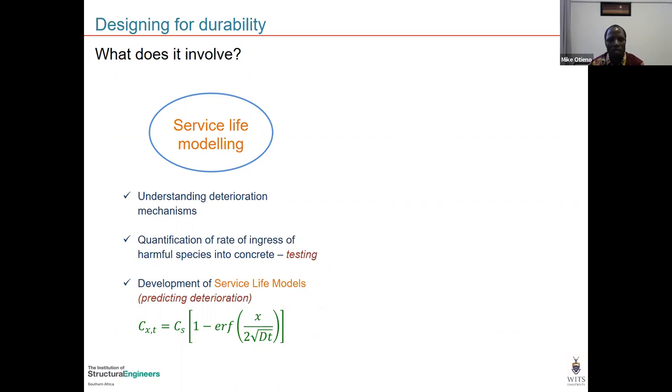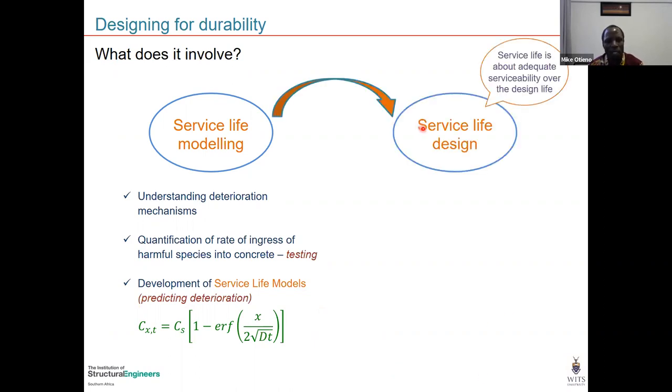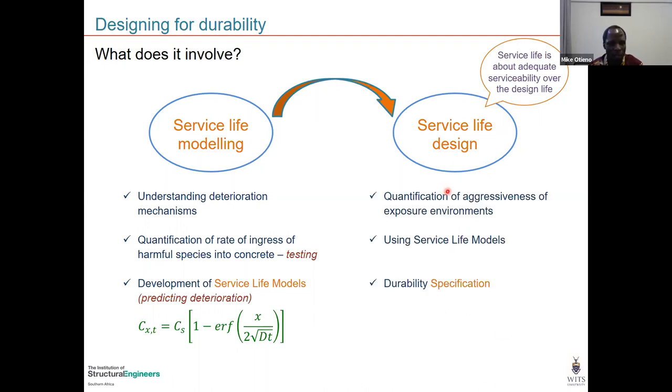So on the other leg, we have the design life, service life design. And when you talk about service life design, we are talking about a structure being able to have adequate serviceability over the desired life of the structure. So on this side, we're really talking about quantification of the aggressiveness of the exposure environment. And we have already mentioned things like the marine environment, and inland industrial areas. We need to quantify how aggressive these environments are.